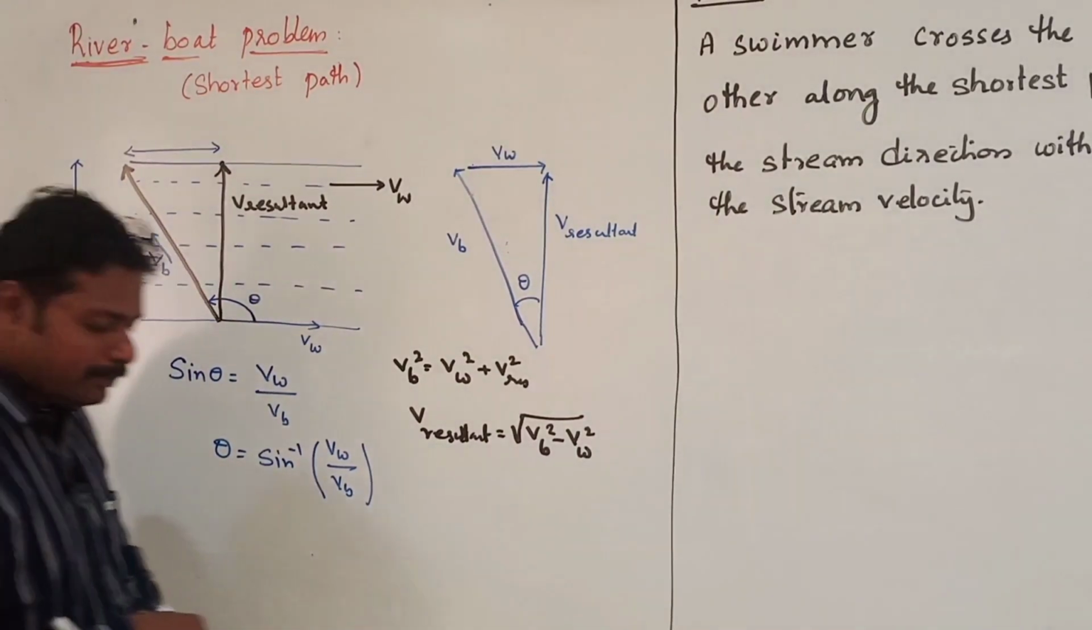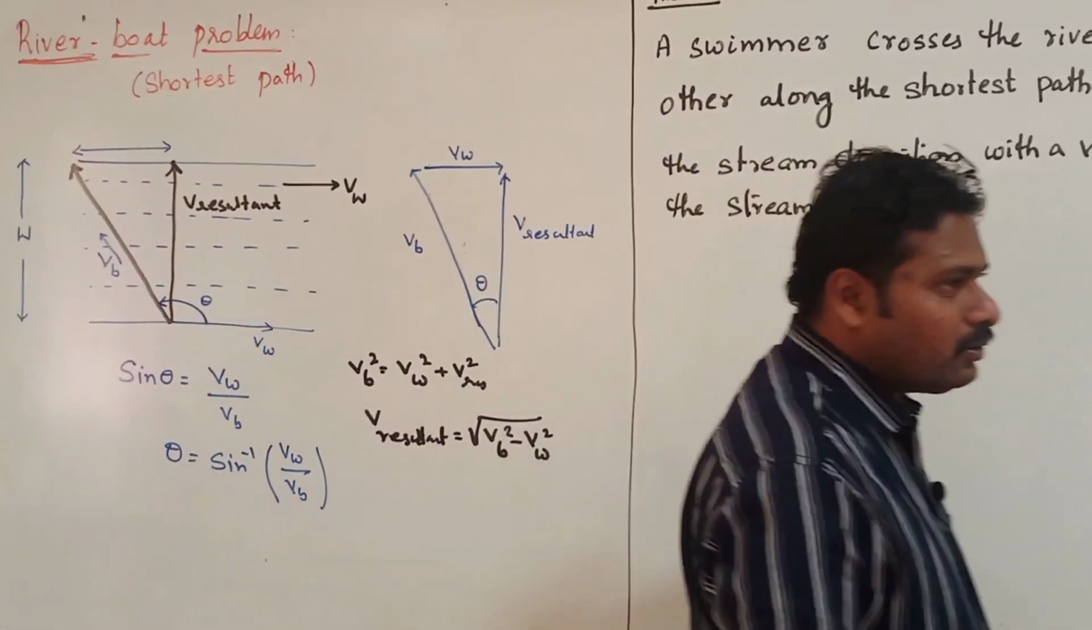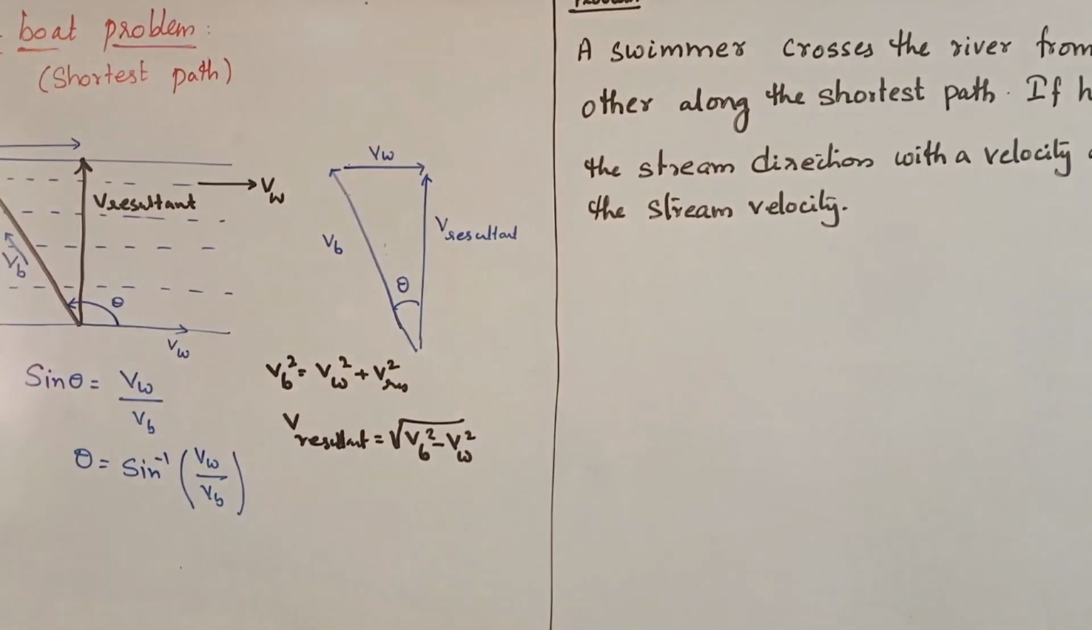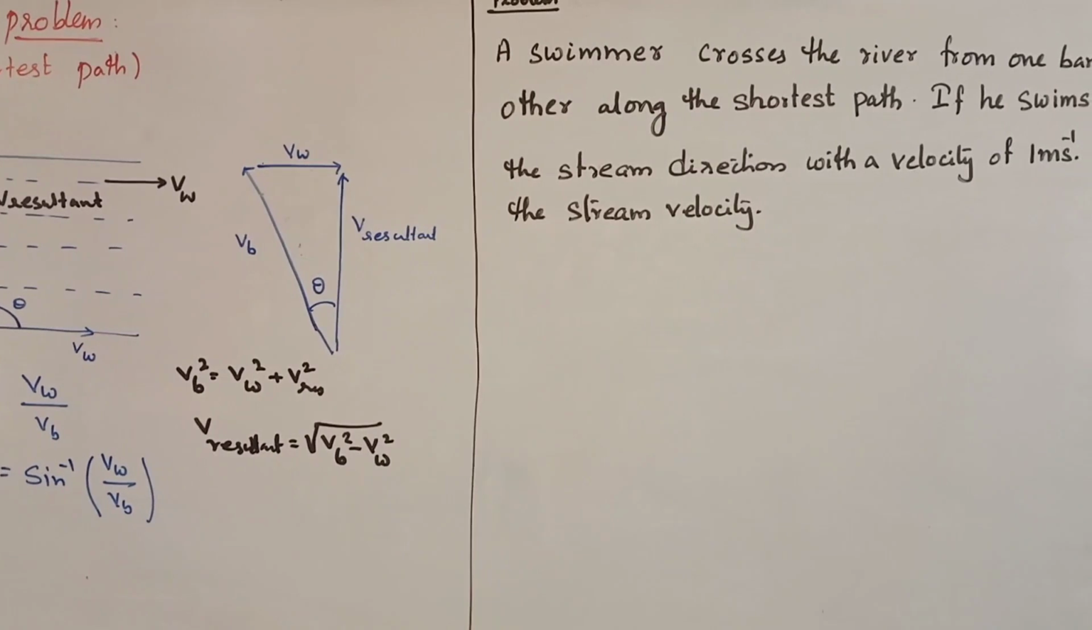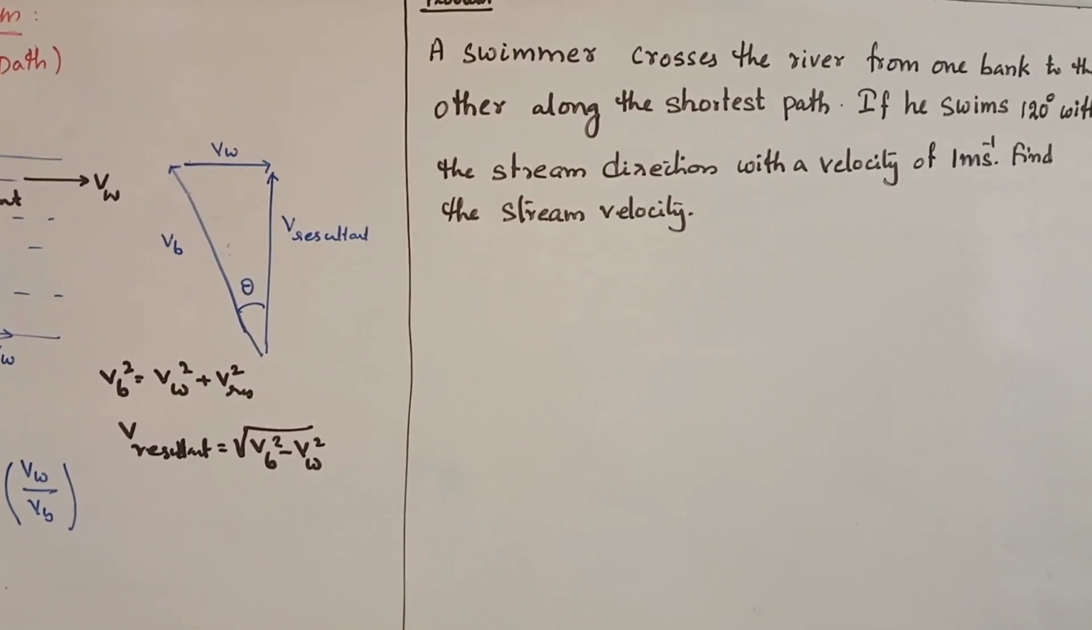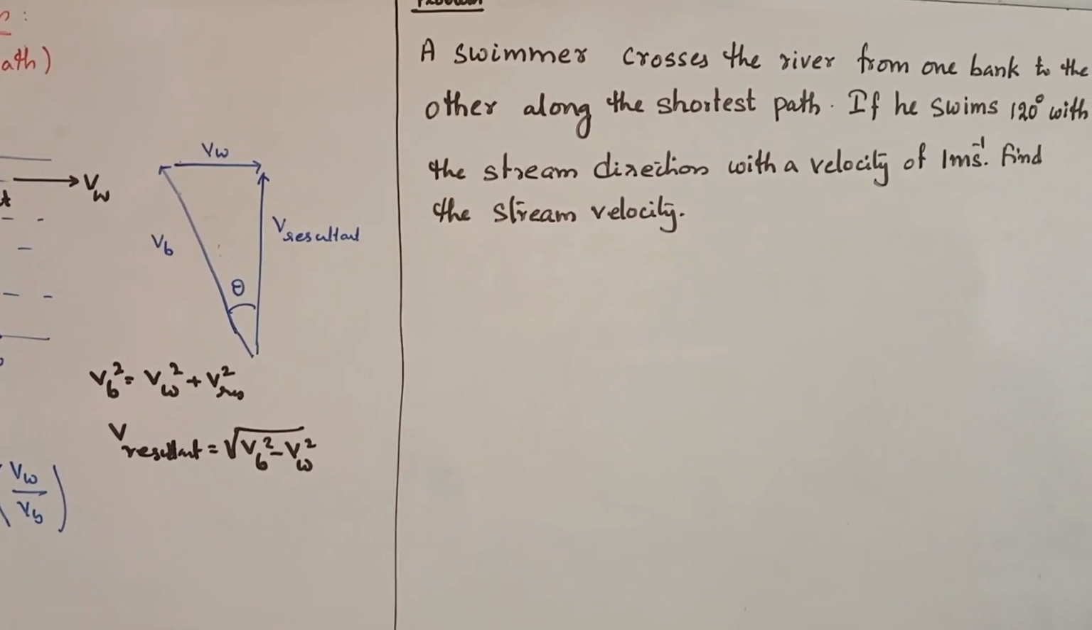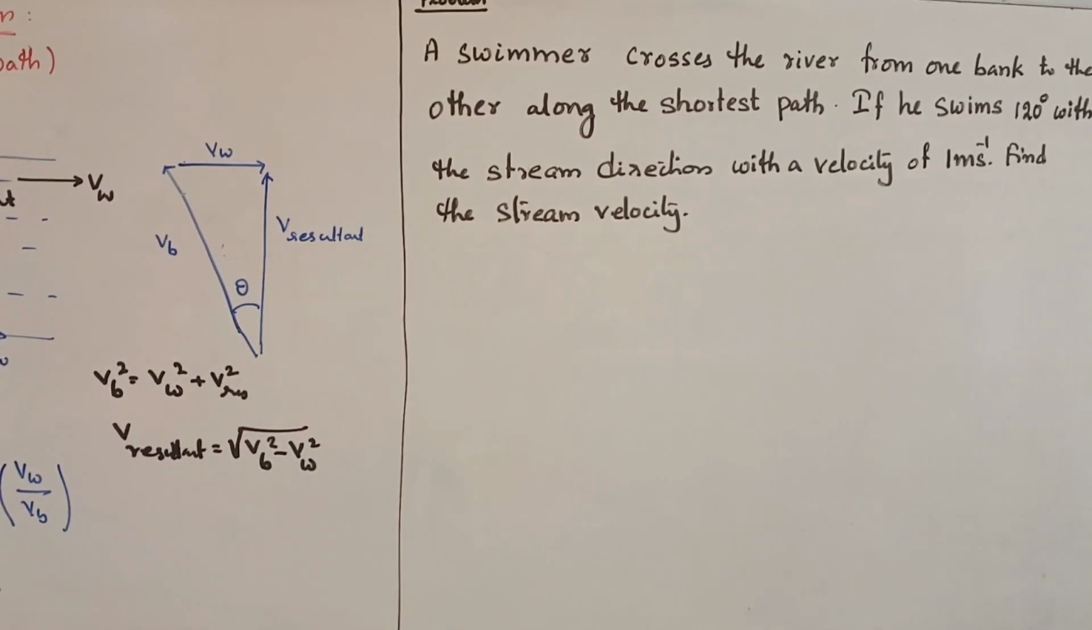Now a simple problem related to this concept. A swimmer crosses the river from one bank to the other along the shortest path, and if he swims at 120 degrees with the stream direction, with a velocity of 1 meter per second, find the stream velocity. Means we have to find the river water velocity.